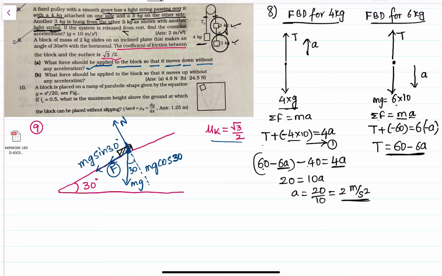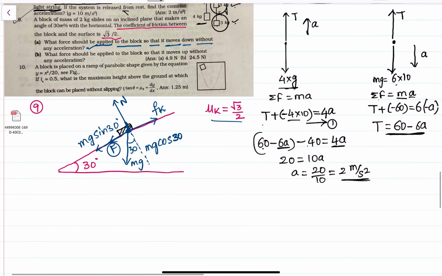When the particle is sliding down, the frictional force is opposite to motion. This is nothing but friction. Now choose the coordinate system. Here this is the plus x axis and this is the plus y axis. Since there is no motion along the y axis, sigma Fy is equal to 0. One force is N, another force is mg cos theta.